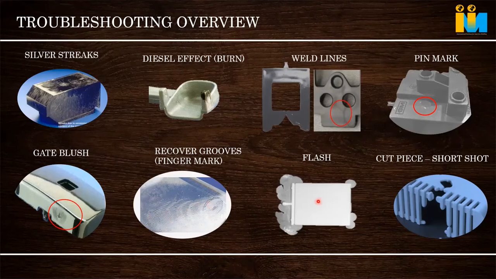And flash can be due to multiple things. One, as we discussed yesterday, our machine tonnage is not sufficient to close the mold properly. Second, the parting line has already worn out, our mold parting line is already damaged. That can be one reason. And third is very, very important: our gate size, screw, runner and gate.